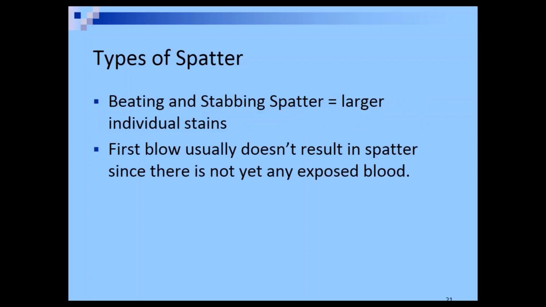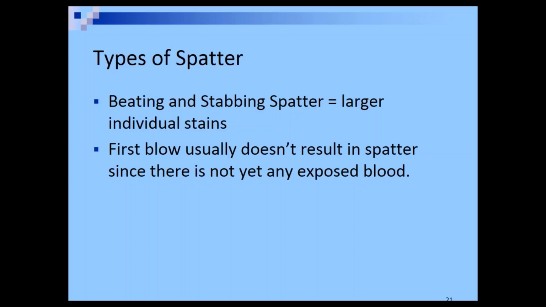All right, beating and stabbing spatter, these low impact spatters, give not a misting pattern, but larger individual stains. So the balls of liquid are a little bit larger than a mist. Now, that doesn't mean that they're huge globs of blood flying out, just larger than a mist. Also, with beating and stabbing spatters, well, really more beating than stabbing, because with stabbing, the knife goes in, the knife comes out, and you can sort of sling blood around.